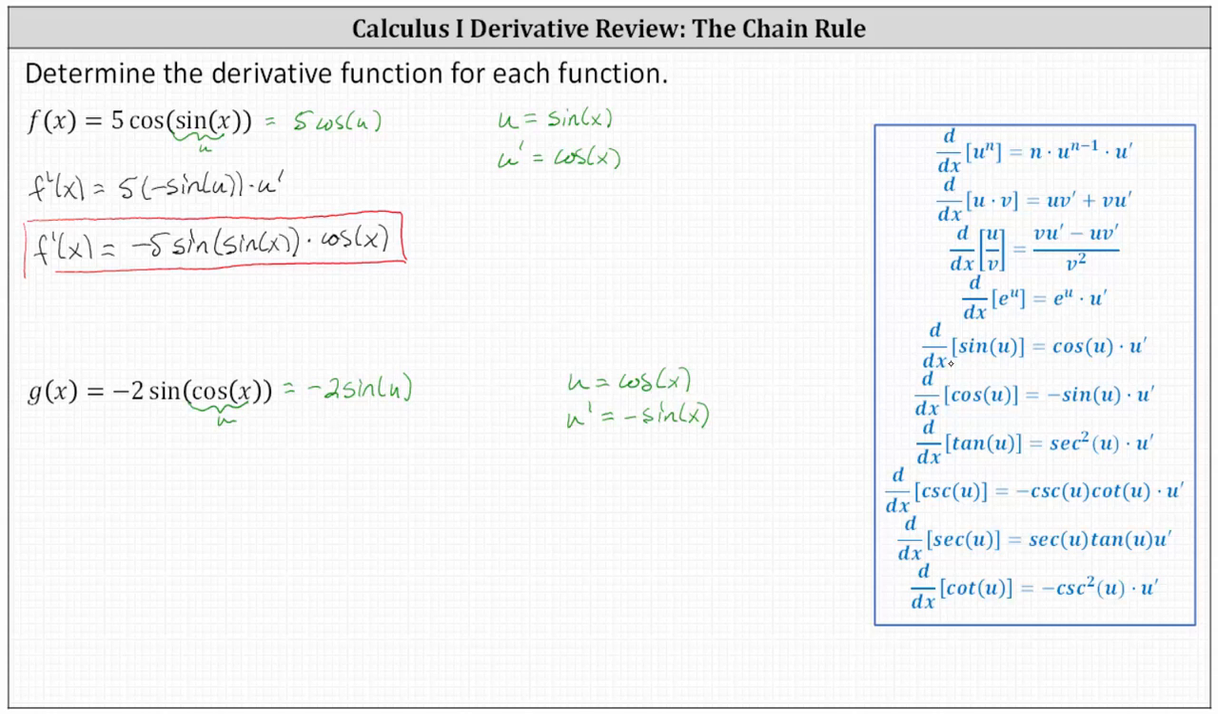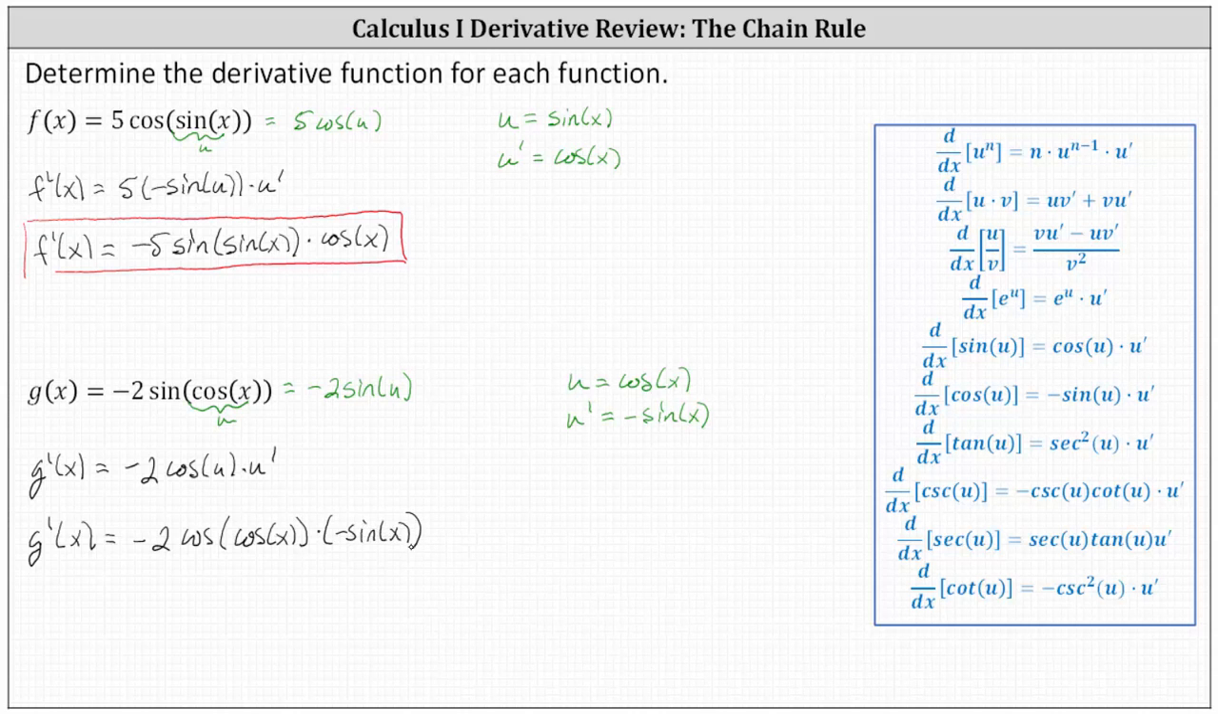And again, if it's helpful, we can think of our function g now as just negative 2 sine u. The derivative of sine u with respect to x is equal to cosine u times u prime, which indicates g prime of x is equal to the derivative of negative 2 sine u, which equals negative 2 times the derivative of sine u, which is equal to cosine u times u prime. And now we write this back in terms of x using u and u prime. We have g prime of x equals negative 2 times cosine of u, but u is cosine x, times u prime, and u prime is negative sine x.